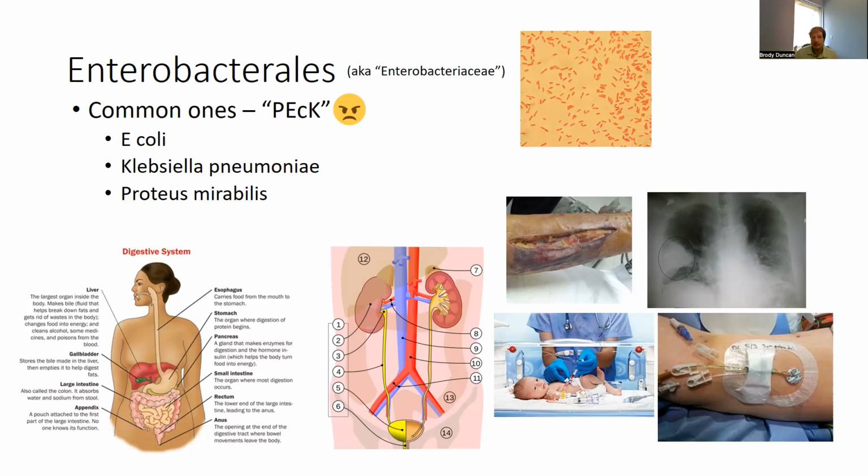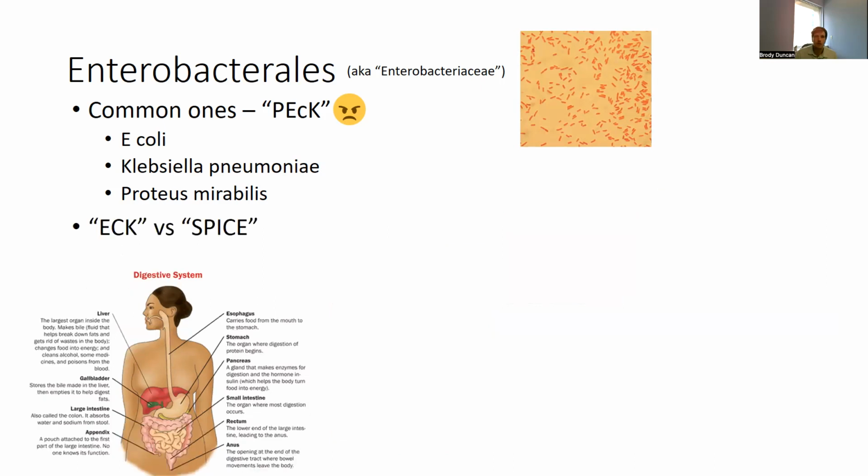And once you start seeing patients, you're going to be seeing these names over and over and over again. E. coli, Klebsiella, Proteus, both for outpatients with simple cystitis, urinary tract infections, and inpatients who are dying of bloodstream infections. So those are the common ones.